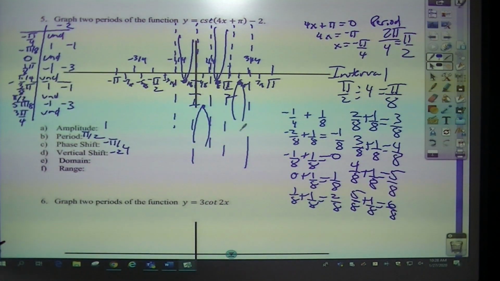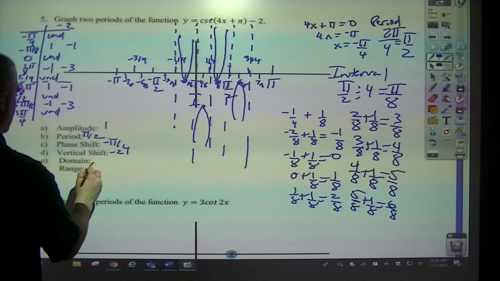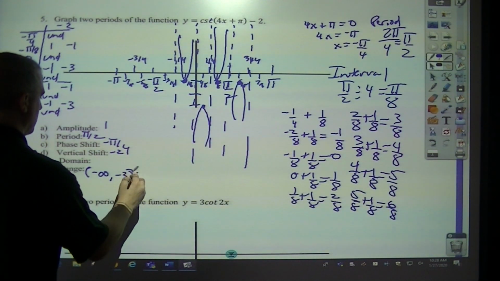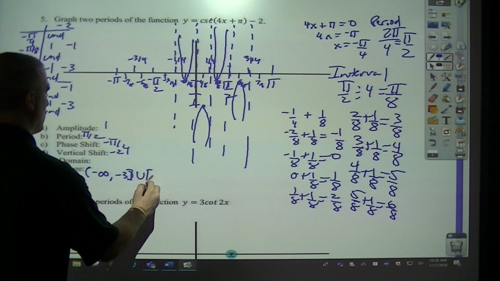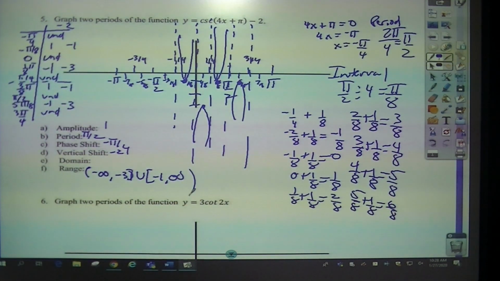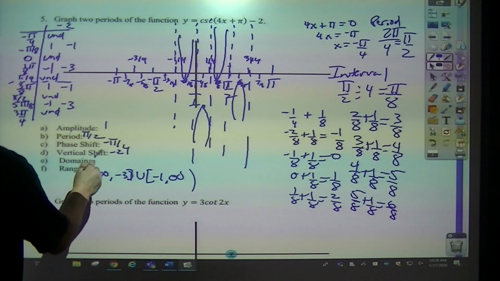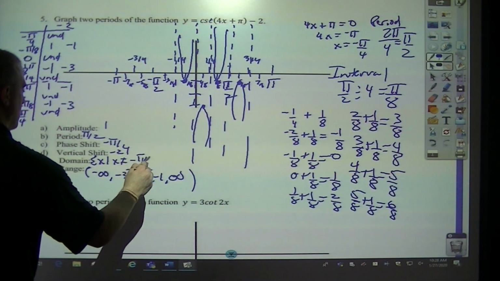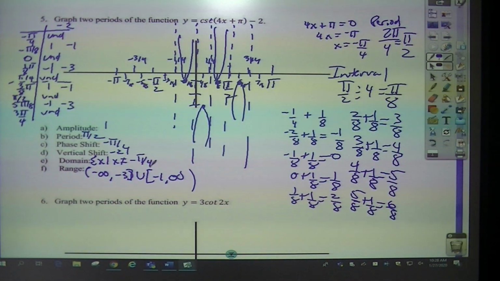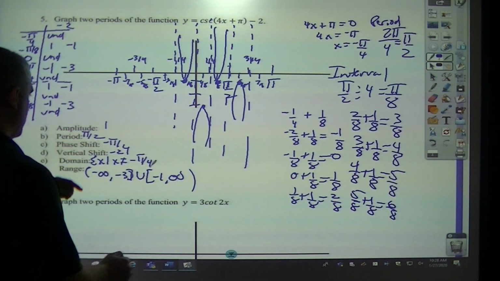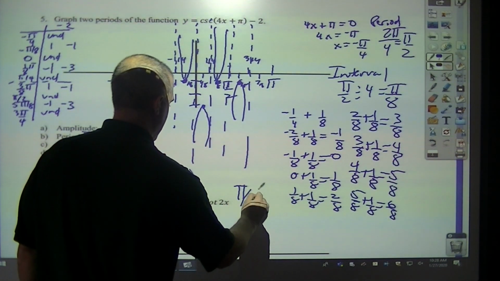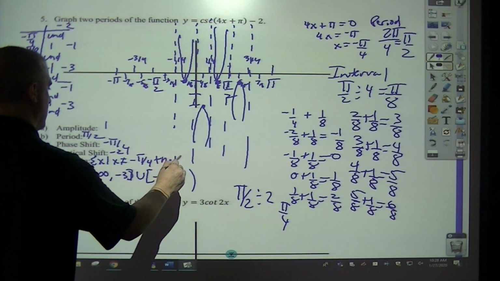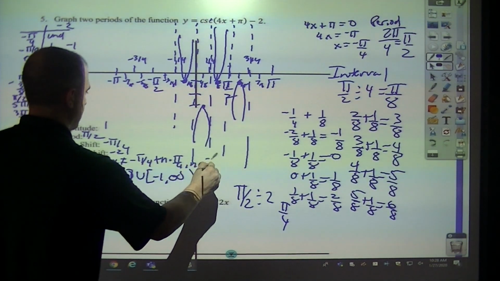Okay, my range is negative infinity to negative 3 with a union of negative 1 to infinity, okay? For these, x can't be, all right, my first asymptote at negative pi over 4, okay? And then I got my period, which my period of this function will be pi over 2, and I would divide that by 2, which would be pi over 4, so it would be plus n times pi over 4, where n is an element of integers.